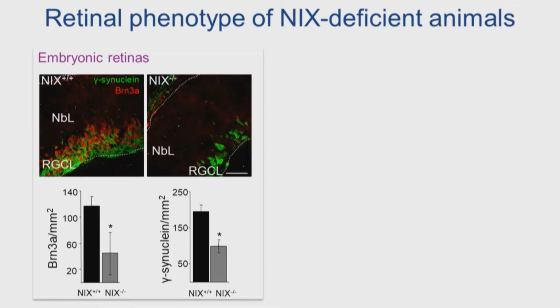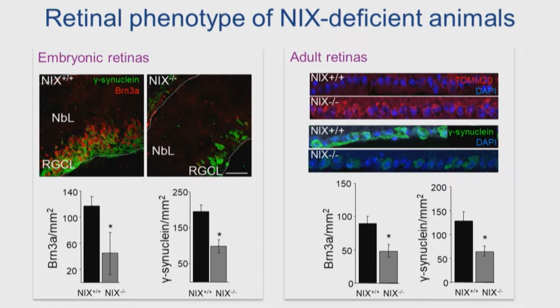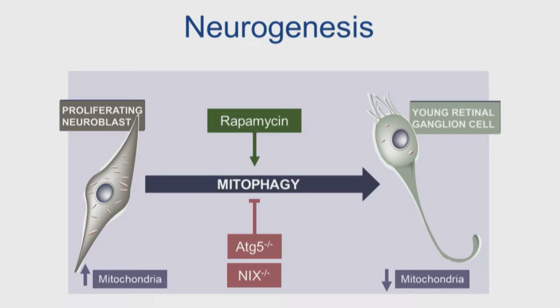This phenotype was retained in the adult mice, and you can see that the Nix adult retina also displayed increased mitochondria and decreased neuronal differentiation. So we could place Nix in our scheme, and we can say that this mitophagy that occurs during neurogenesis is ATG5, of course, and Nix dependent.